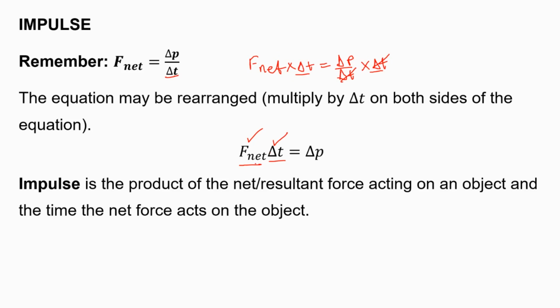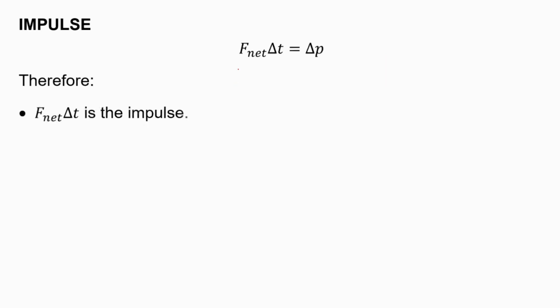But if we check, this impulse is equal to delta P. So what does that mean? It means that actually impulse is equal to change in momentum. That's what it means. Impulse is equal to change in momentum. Therefore, F net times delta T is the impulse, which is equal to the change in momentum.